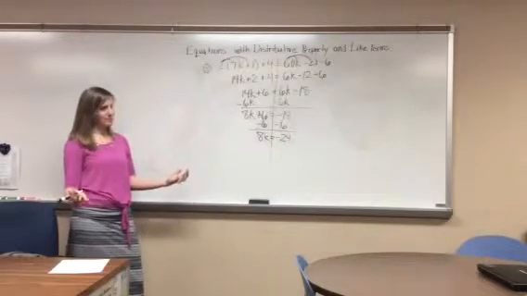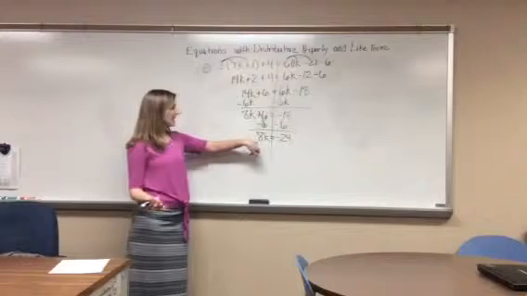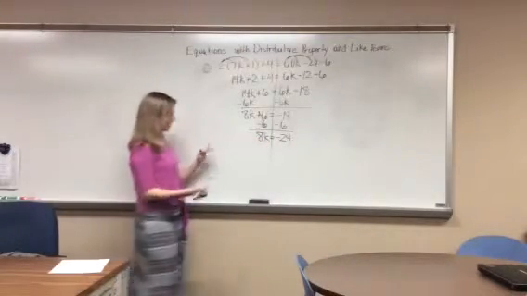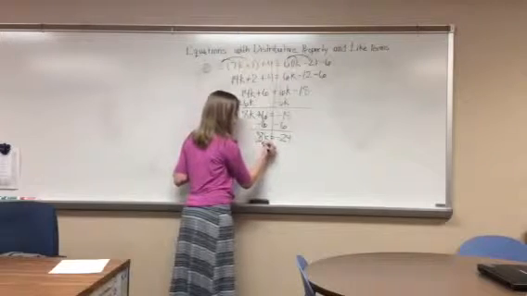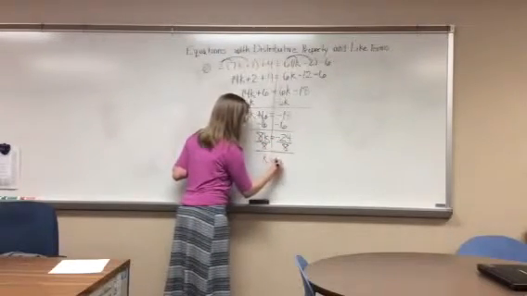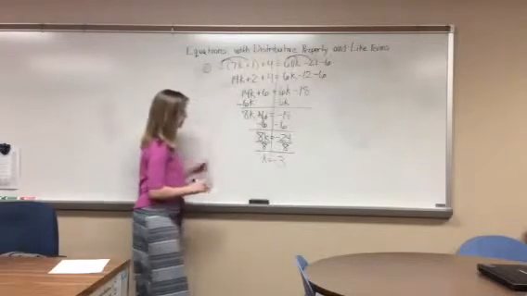Almost done. I know these problems take a little bit longer. So this is 8 times k. The opposite of multiplying is dividing. So we're going to divide both sides by 8. My answer is k equals negative 3.